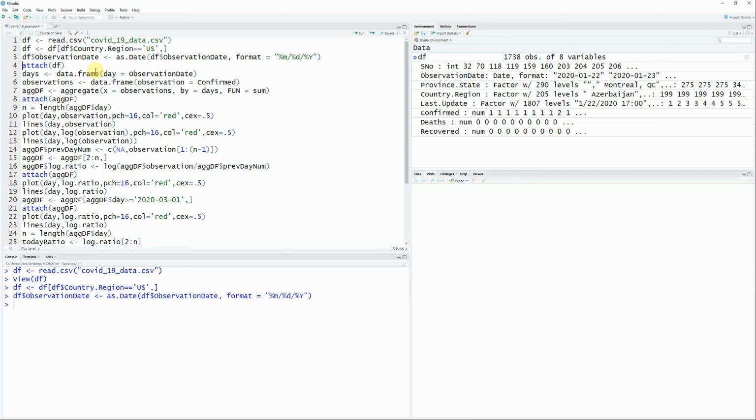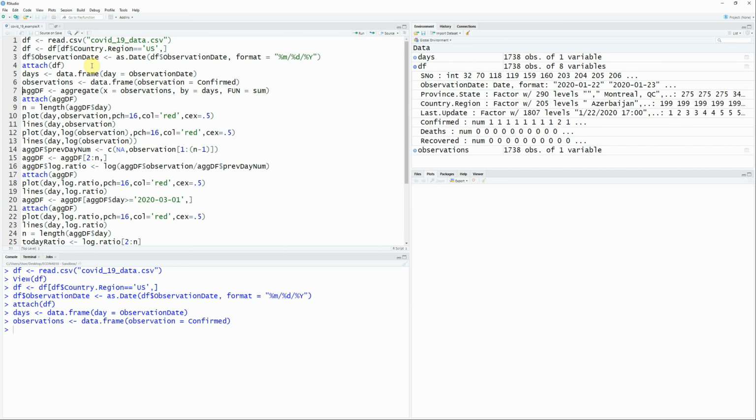Now I can use attach on the data frame to create the variable names in the background. So now the variable names are created. I create these two data frames, each with just one variable. So I have days and observations. The days just give me the observation date, and the observations are the confirmed numbers. Those were the only two columns that I wanted to work with, so that's why I'm only grabbing those.